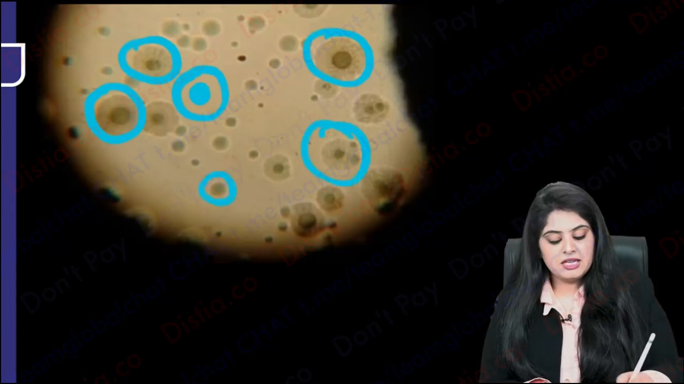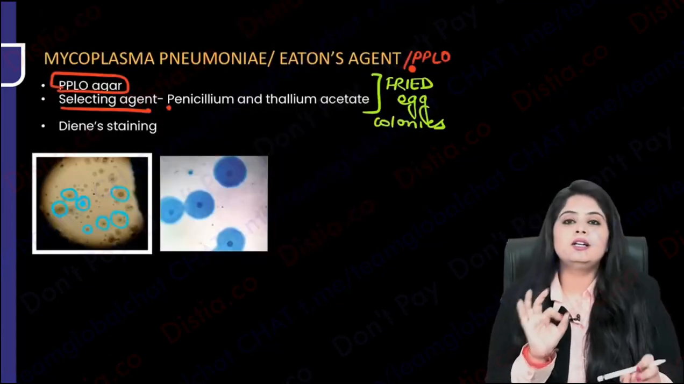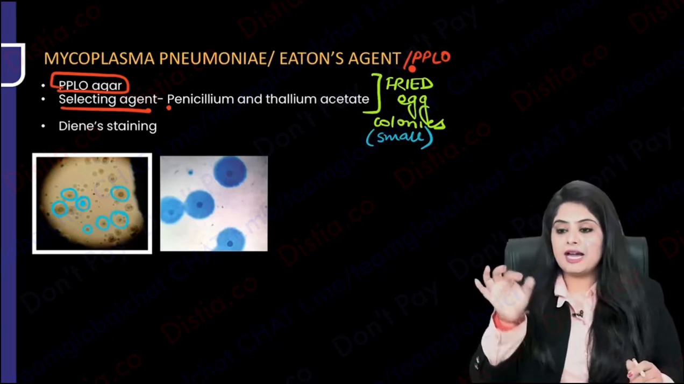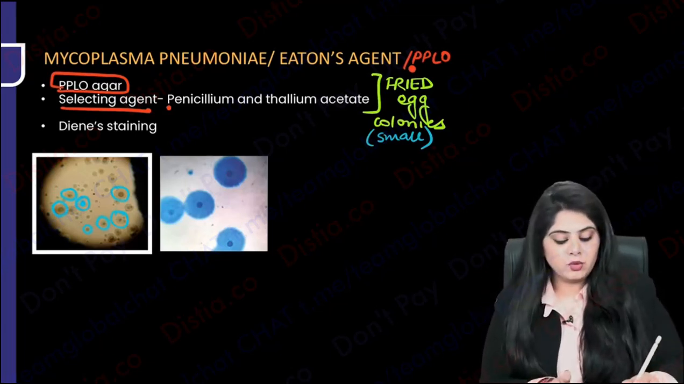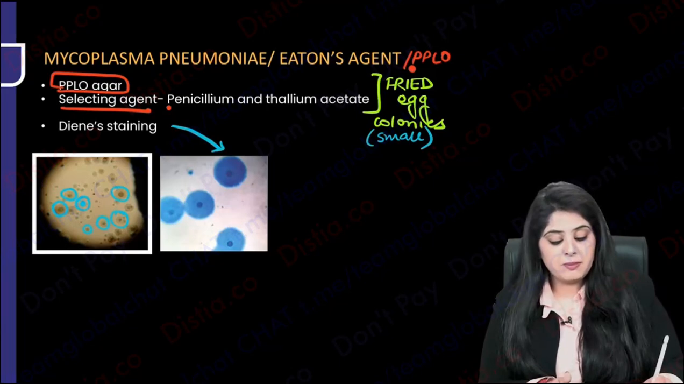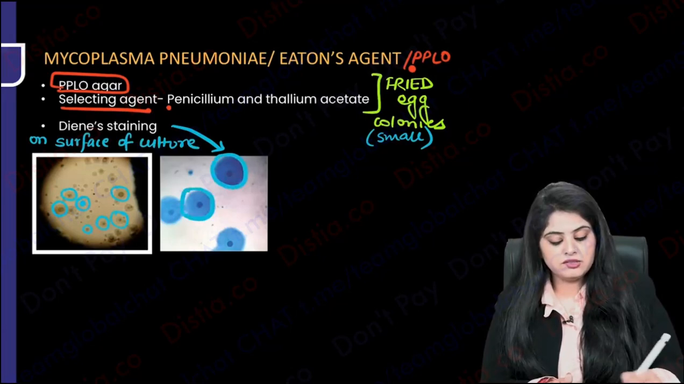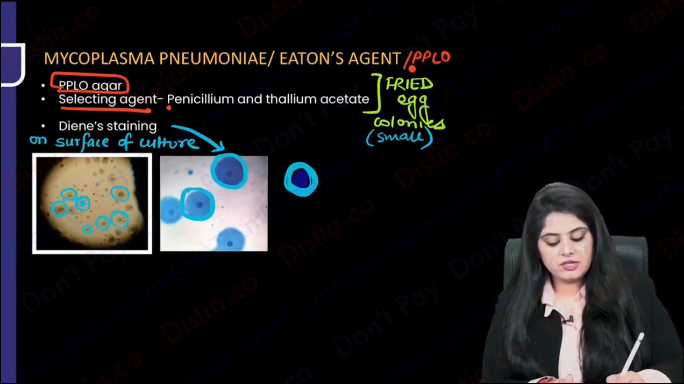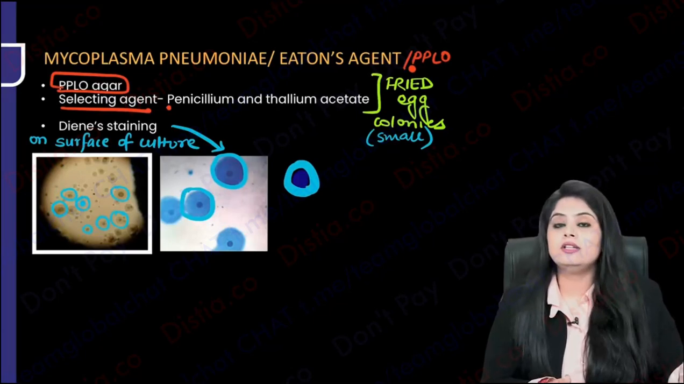But you're saying, ma'am, it's such a small little organism, so the colonies are also very small. You might not be able to see them. So I'll add one drop of what stain on top of them? Remember, on the surface of the culture, I add a stain called the Dienes stain, and now can you look at those? The same thing: a very dark dense center, and then a lighter area around it. That is how your fried egg colony is going to look.